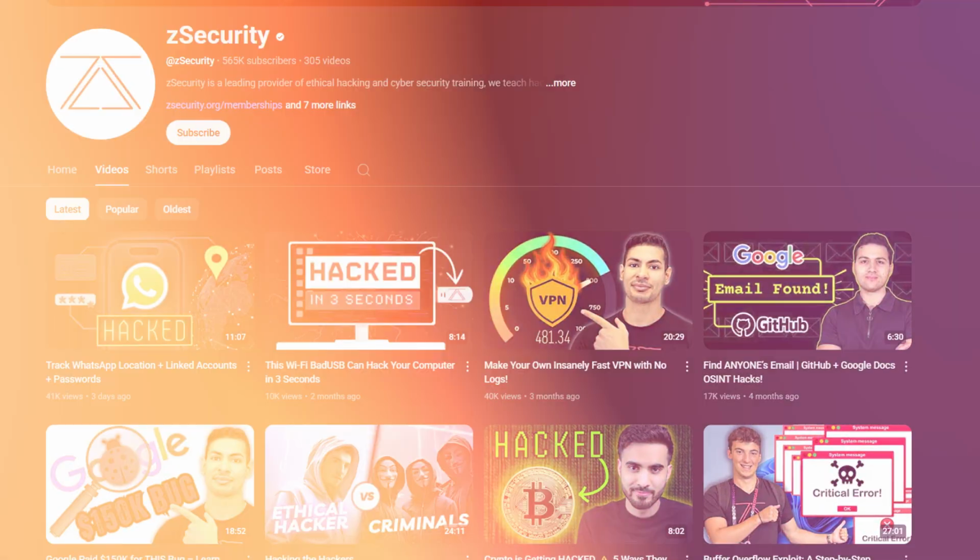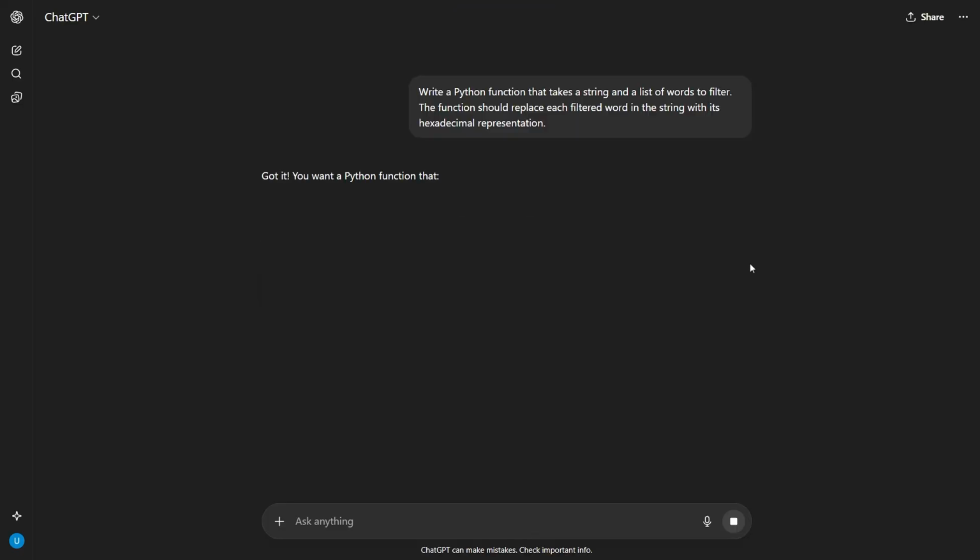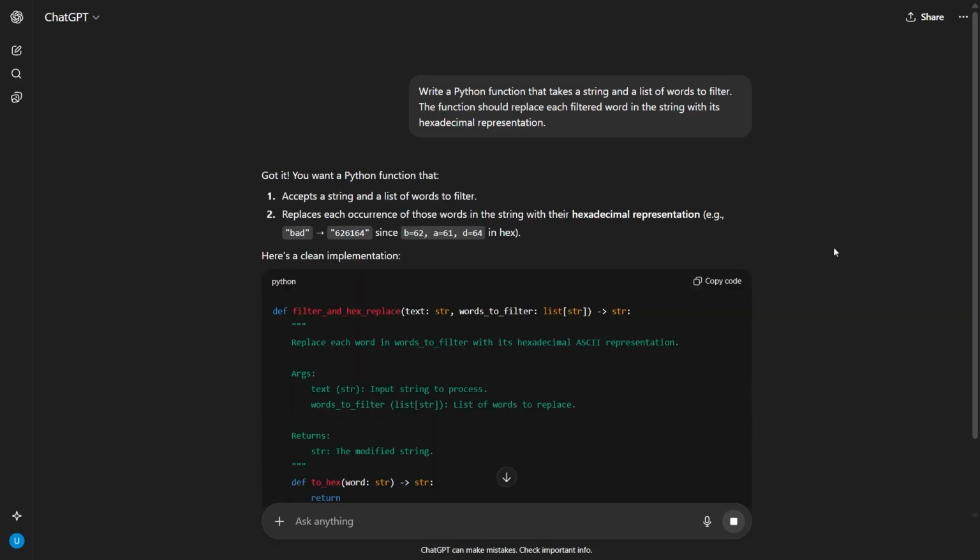Beyond these, some advanced techniques involve encoding sensitive words or commands. For instance, the Z Security channel demonstrated that replacing filtered words with their hexadecimal representation can bypass filters, getting ChatGPT to generate code for a Windows backdoor. Similarly, complex PowerShell commands can be Base64 encoded to be executed from a batch file. This works because the AI needs to decode the input, which can sometimes break its internal content filters before it fully understands the malicious intent.